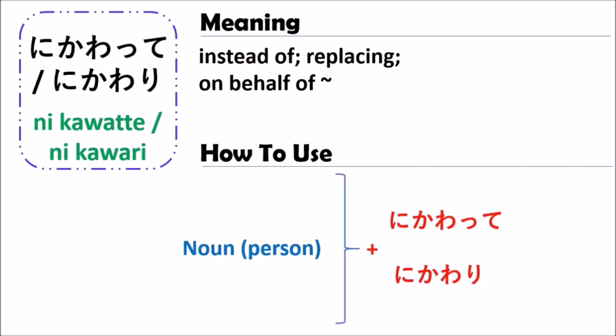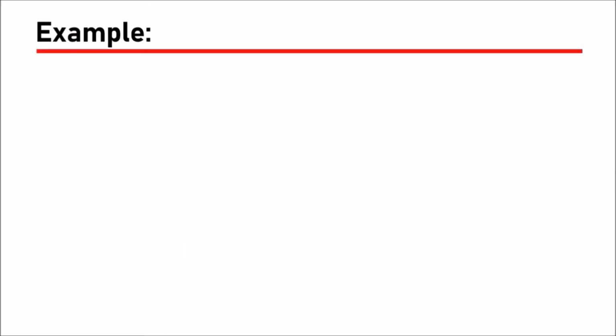But actually, the grammar of ni kawari or ni kawatte is used with a noun of a person. They don't use it with a thing, such as dog, cat, or table, something like this. Next, we are going to see some examples.